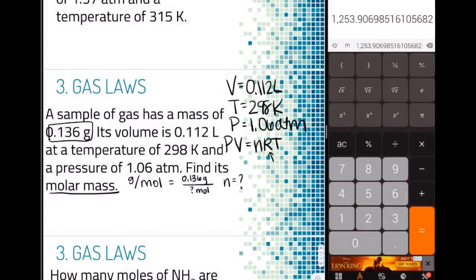Okay, so before you plug in, hold on. Before you plug in, I would like for you to rearrange. We want to solve it for n, so n is equal to PV over RT, and then I can plug in. And so I'll say n is equal to 1.06 atm. I'm going to show you the units for this one. 0.112 liters.